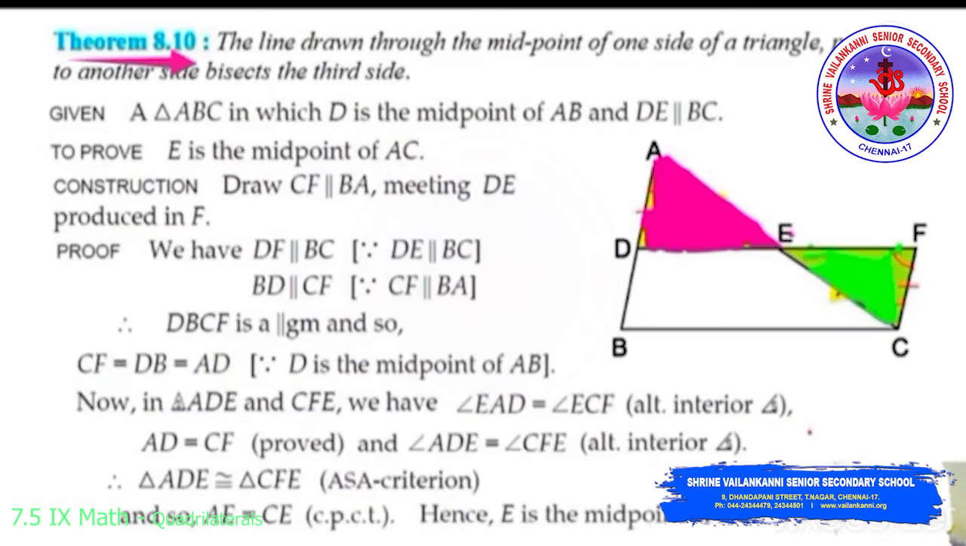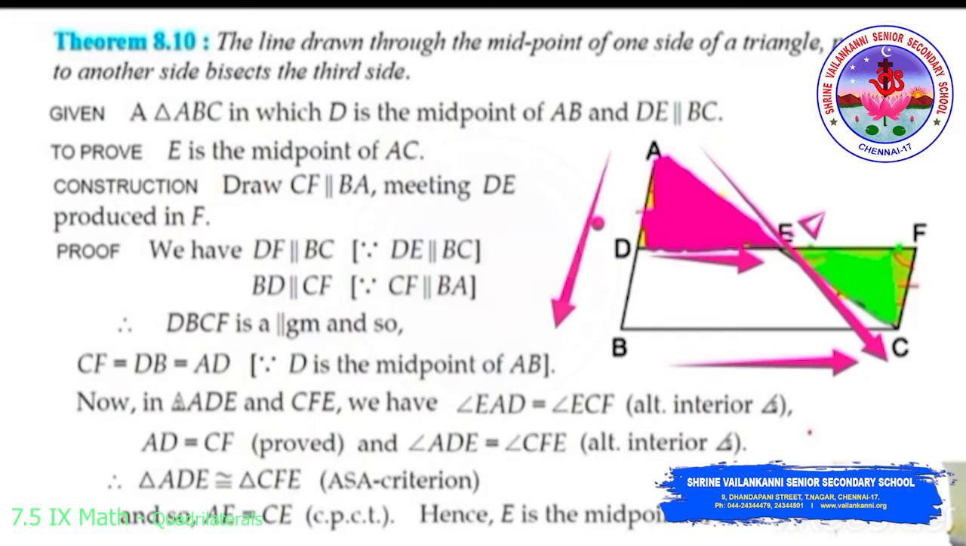Theorem 8.10, converse of the midpoint theorem. The line drawn through the midpoint of one side of a triangle parallel to another side bisects the third side. In triangle ABC, where D is the midpoint of AB and line DE is parallel to BC, we want to prove that E is the midpoint of side AC.